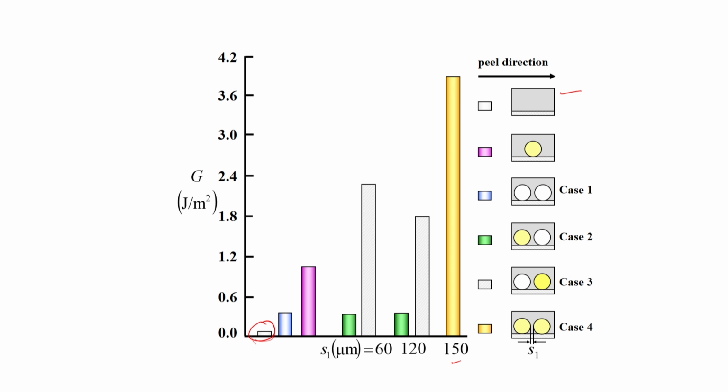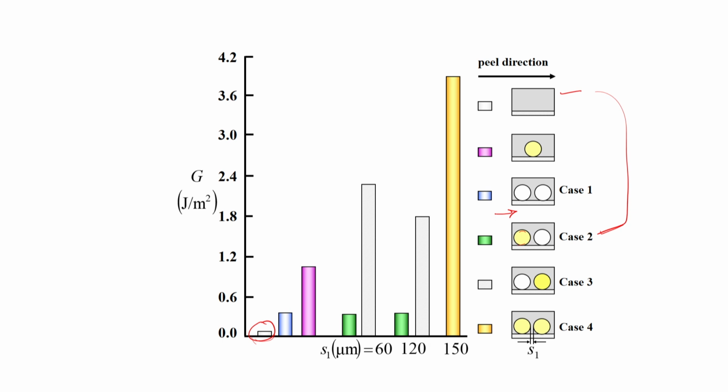But if it is otherwise, let us say S1, the gap between the channels, is over here, and this green is when the crack propagates from this side. So the crack always propagates from this side, in which case it sees the oil filled channel first. These two cases are almost the same, and that is what it shows.